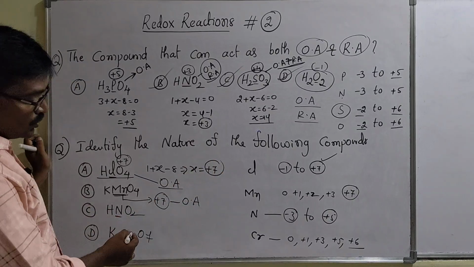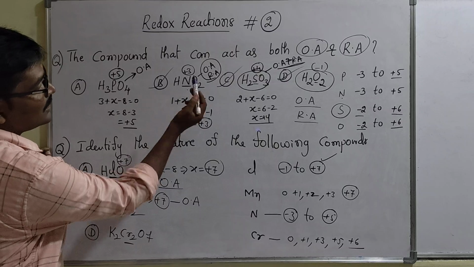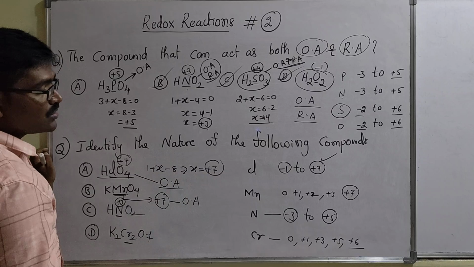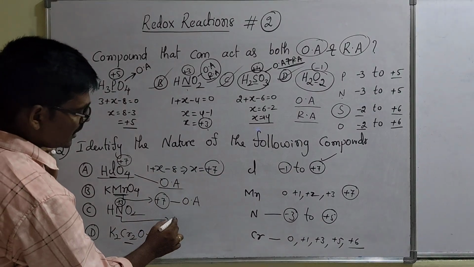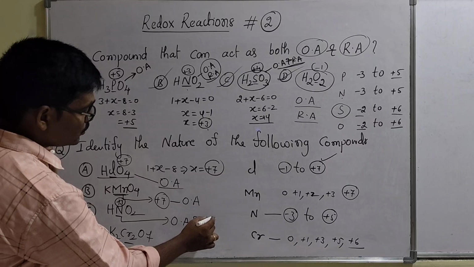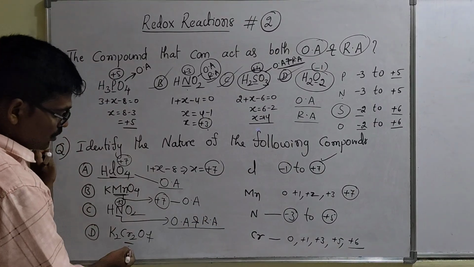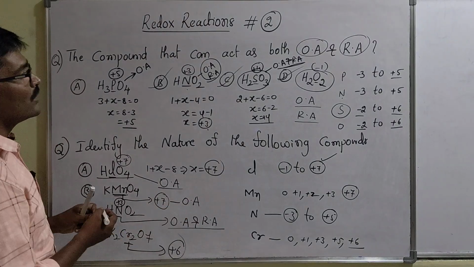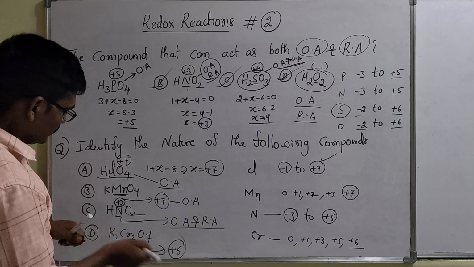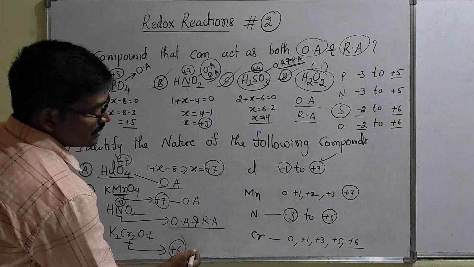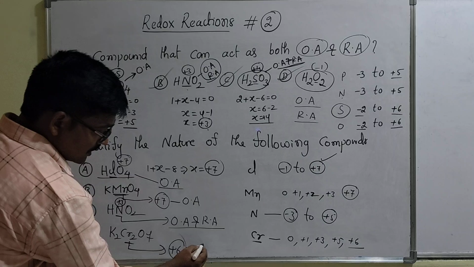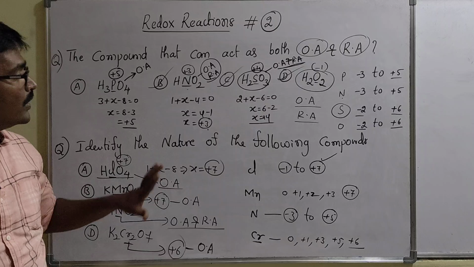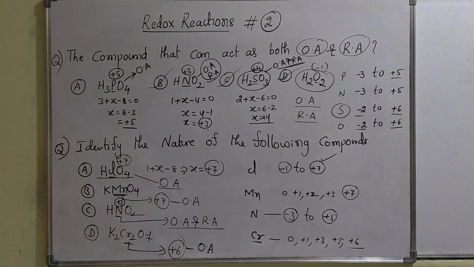Then HNO2, already calculated, has oxidation state plus 3, an intermediate oxidation state, so it is both oxidizing agent and reducing agent. Then the last one, chromium, has plus 6 oxidation state, as already calculated in the previous question. The highest oxidation state works as an oxidizing agent. So these are the natures of the compounds, just note it all of you, then we'll discuss 2 more questions.